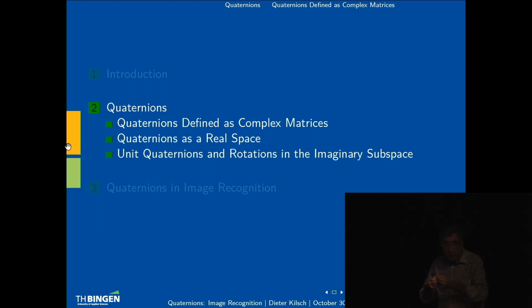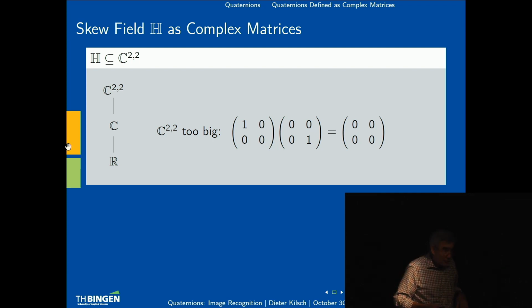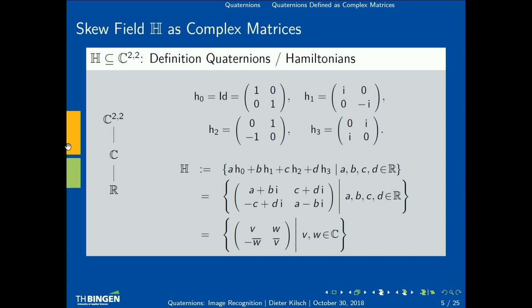We will define the Hamiltonians as 2x2 matrices above C. Now, all the complex 2x2 matrices is a bit much, and they have terrible things like elements killing each other, which you do not want to have in a skew field. If you check these two matrices and calculate the product, you get the zero matrix. You do not want things like this in a field or in a skew field. So you go a bit smaller. You only take several of these: the identity matrix, the matrix with i, the complex unit, and minus i, minus 1 and 1, and i on the non-diagonal.